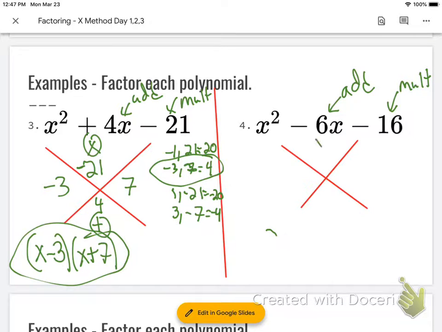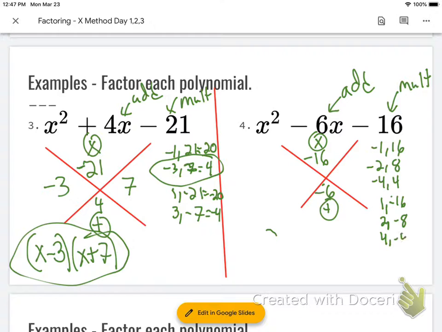Okay, last but not least, multiplies to give me negative 16, adds to give me negative 6. So we end up with negative 1 times 16, negative 2 times 8, negative 4 times 4. Or it could be the negative versions of these, 1 and negative 16, 2 and negative 8, 4 times negative 4. When you add them, negative 1 plus 16 gives me 15, negative 2 plus 8 gives me 6, negative 4 plus 4 is 0. Down here we get 1 plus negative 16 is negative 15, 2 plus negative 8 is negative 6, and 4 plus negative 4 is 0.